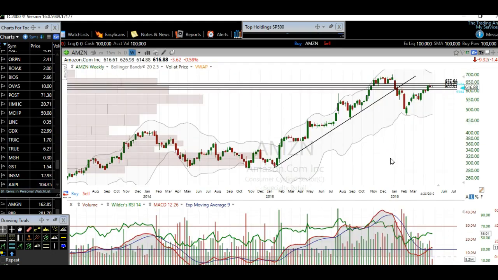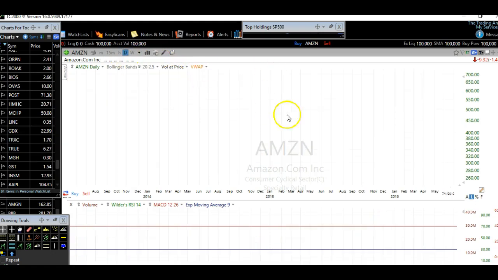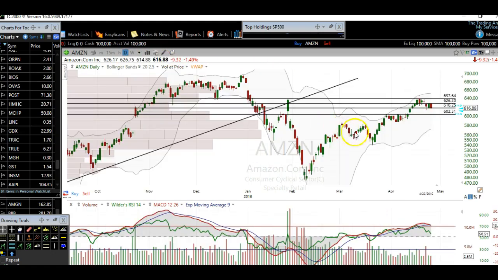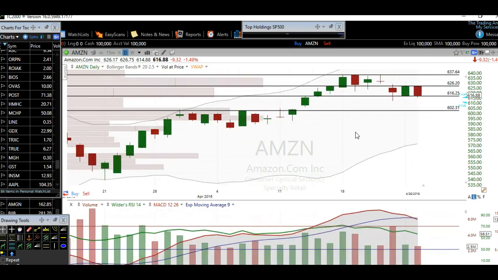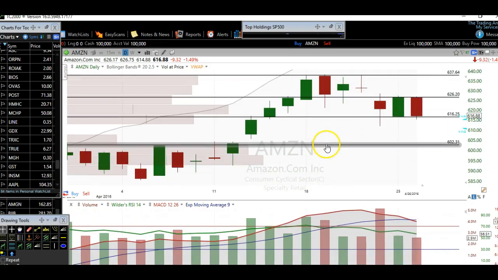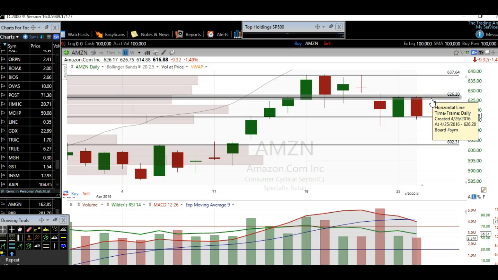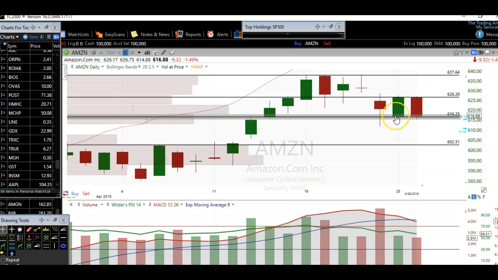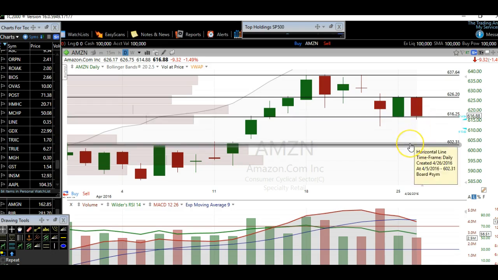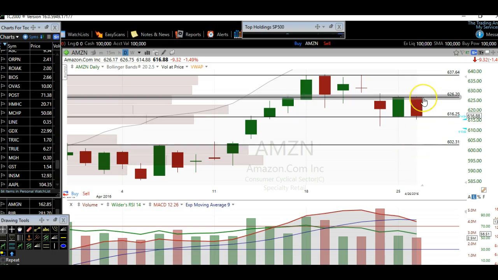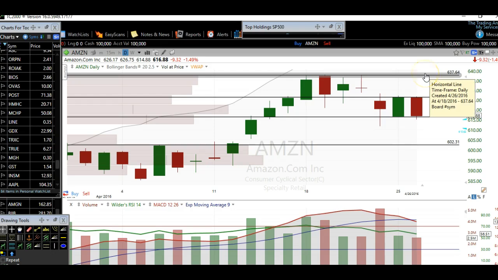Next, I'm going to look at Amazon here. Now, Amazon here, I'm going to zoom into the chart, and this is the daily chart here. Really easy levels to play with. We've got resistance at 626, and we've got support at 616. Now, if we lose 616, the next level below that is 602. If we break 626, the next level above that is 637.